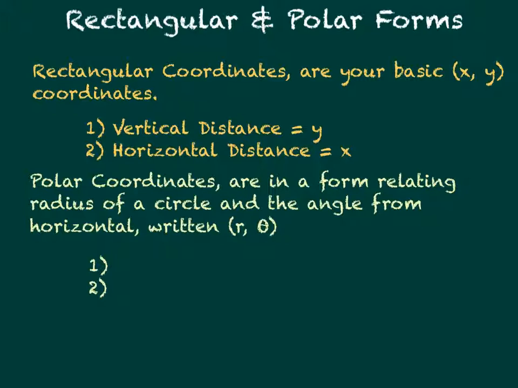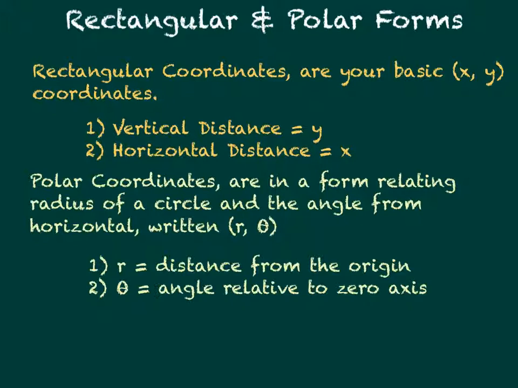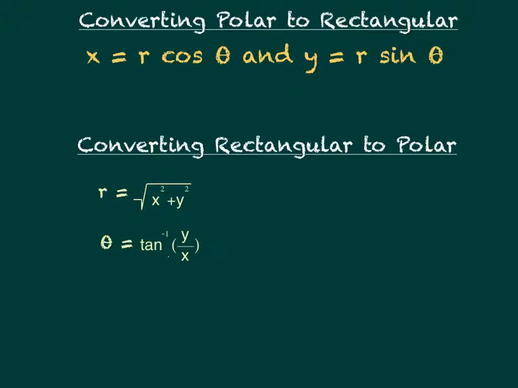Now, polar coordinates are in a form relating the radius of a circle and the angle from horizontal, and it is always written as r comma theta, theta being the angle measure. Key things to remember here: r is the distance from the origin, and theta is the angle relative to the zero axis. And that is how we are going to describe this point. Now we want to understand how to convert from one form to the other.